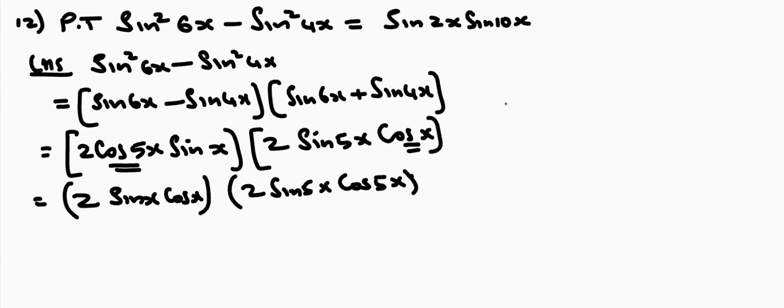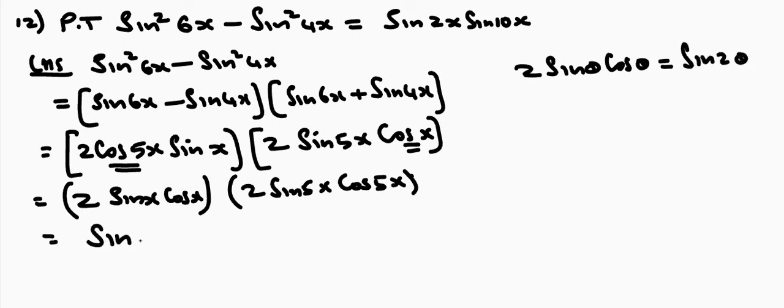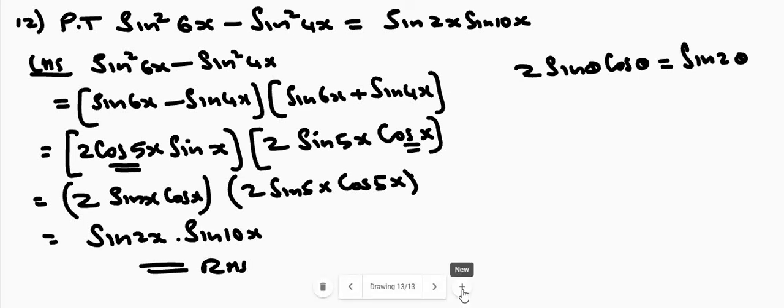We use an identity here, that is 2 sin theta cos theta. We can write sin 2 theta, and it will become sin 2x into sin 2 times 5x, we get sin 10x, which is the RHS. Okay, the next question is question number 13. Prove that cos square 6x minus cos square 2x is equal to minus sin 4x sin 8x. Same procedure we can do in this problem.